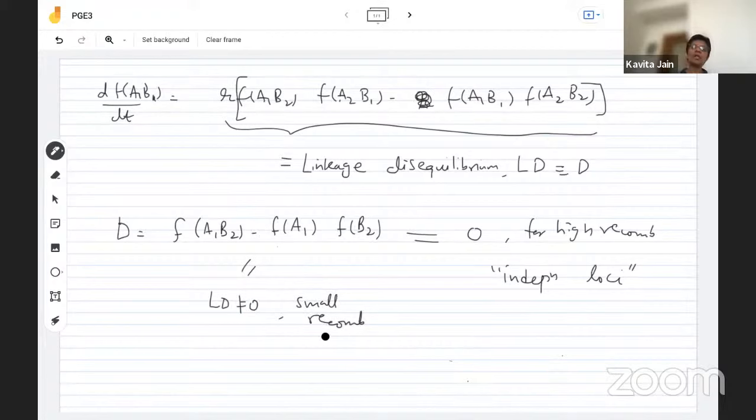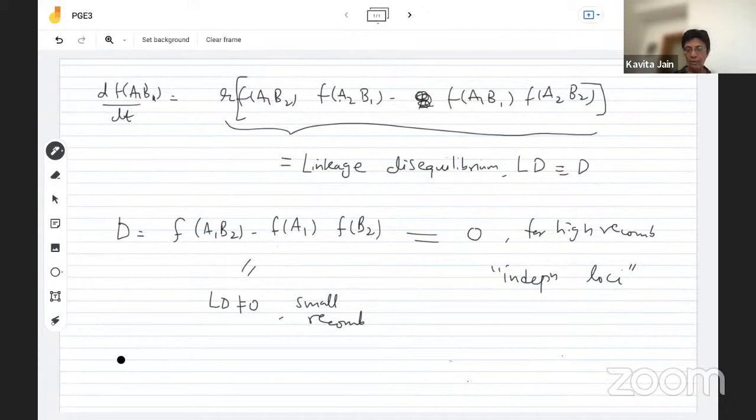Okay. And when we're talking about linked sites, we are interested in this small recombination limit. Not very high recombination, because then they're all independent, and I can treat them as just single locus problems. That helps a lot, at least for some sexual species. But many times the recombination is finite, and then we have to worry about it. So that's what I want you to know.